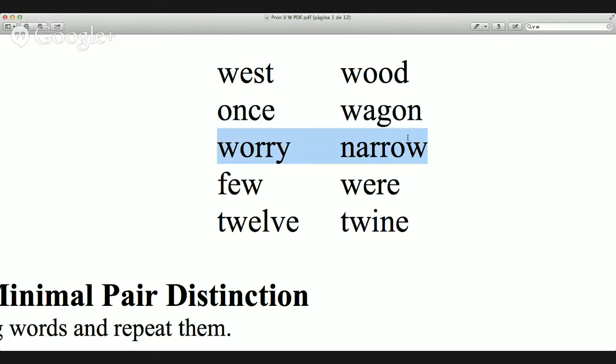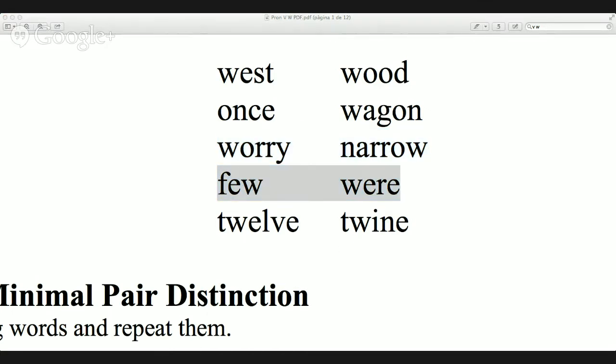Here, worry and narrow. Aldis. Worry, narrow. Jade. Worry, narrow. Good. Pavel. Worry, narrow. And Peter. Worry, narrow. Cool. All right, two more. Few, were. Aldis. Few, were. Jade. Few, were. Pavel. Few, were. And Peter.